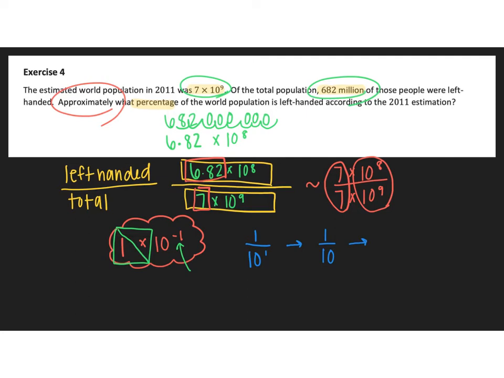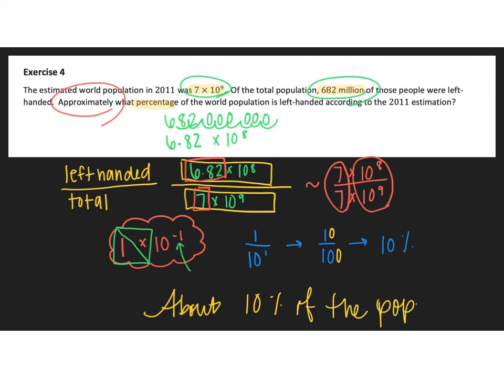And from there, I'm going to turn this into a percentage. Well, 1 out of 10 is the same as 10%. Right? And the reason I know that, if I were to add a 0 to both the top and the bottom, this is 10 out of 100, or 10%. So, how much of the population was left-handed in 2011? About, because we approximated, 10%. Okay. Let me know if you have any questions here before we move on.